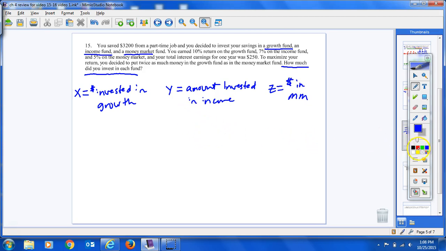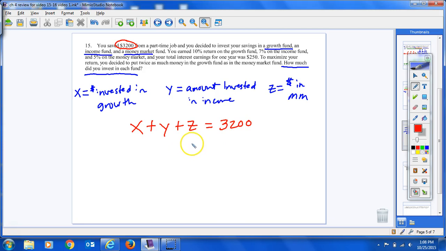All right. So the narrative, this paragraph, is going to give me information in order to set up 3 different equations. All right, from the very first sentence, I'm told that I have saved up $3,200 and I'm going to invest all of this in 3 different funds. So the way I represent that is the amount invested in growth plus the amount invested in income plus the amount invested in money market should total $3,200.